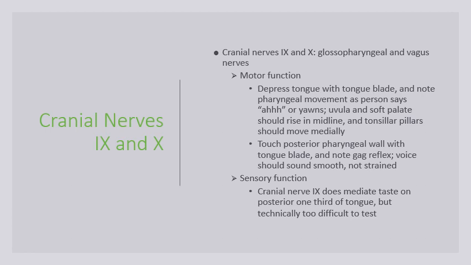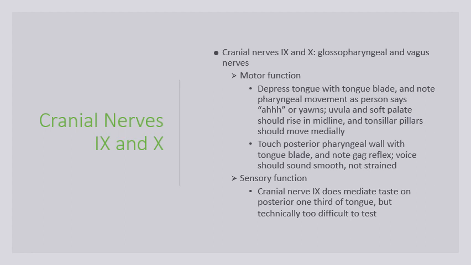And then the tonsillar pillars, which are to the side, should move medially, so the whole oropharynx should kind of expand. Touch the posterior pharyngeal wall with the tongue blade, and the person should gag, and the voice should sound very smooth and not strained or muffled.